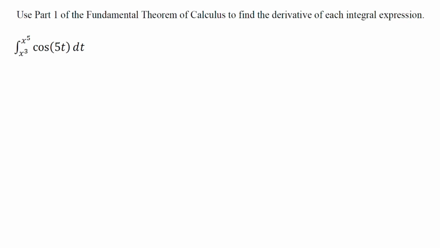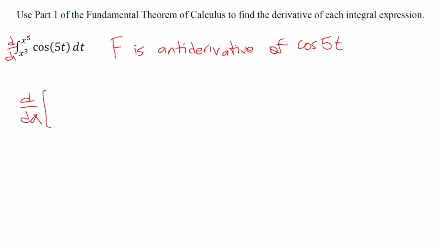For our next one here, same thing. We'll just say that capital F is an antiderivative of the cosine of 5t. Now, of course, we could integrate cosine 5t, but we don't really need to for this problem because we just want to find the derivative of this. So this is the derivative of capital F of x to the 5th minus capital F of x cubed.